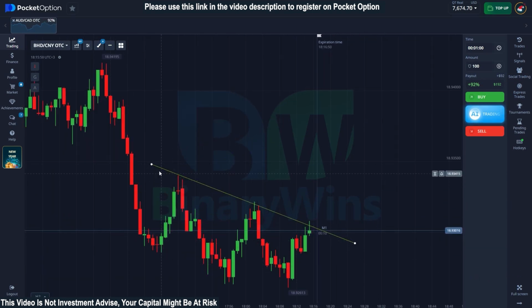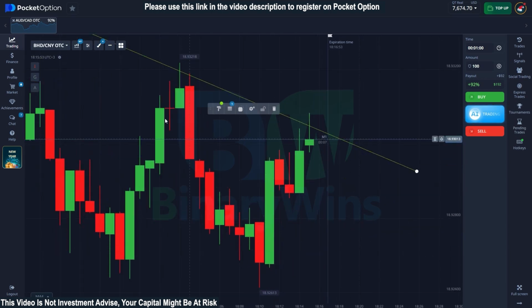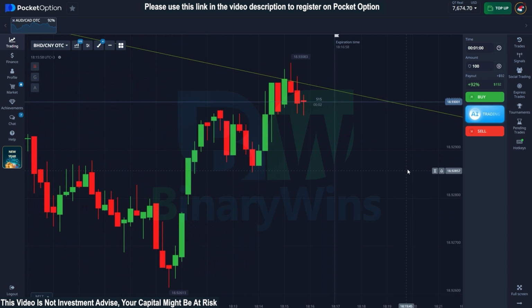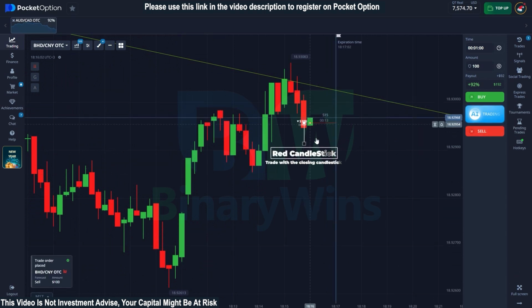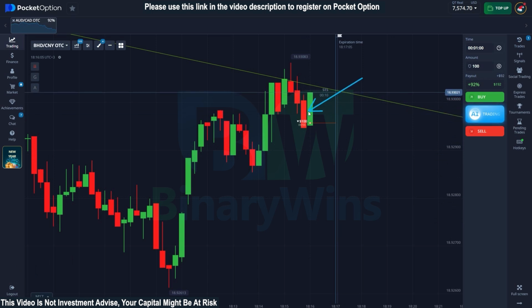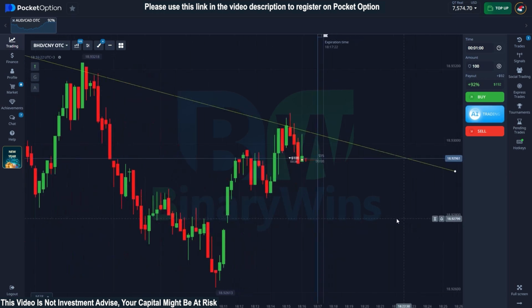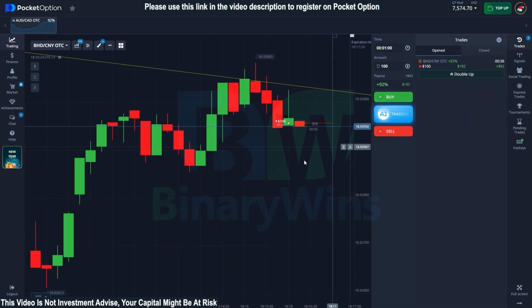If you look, I have a level here that I drew with a trend line. Okay? Because of the formation of a red candle and the trend reversal in the past from this level, I entered the lower trade. Okay?